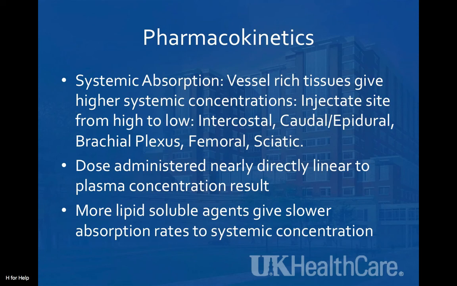And then a common test question that pops up is that where you're putting these injections will have a consistent manifestation of how much plasma concentration of local anesthetic you're arriving at. So intercostal and paravertebral blocks are fairly vessel-rich and lead to fairly high plasma concentration levels of local anesthetics, in a declining fashion through caudals, epidurals, brachial plexus, down to the leg. So this is a linear approach, but a common test question that pops up.